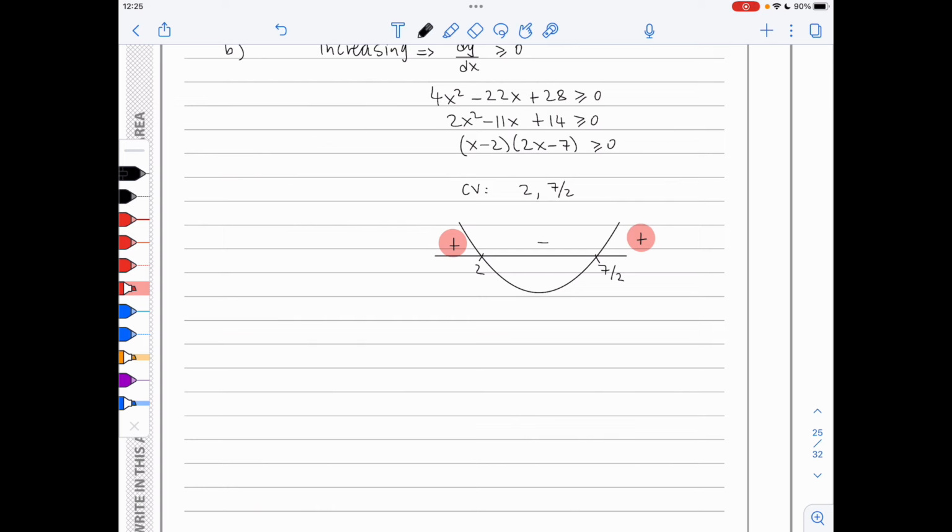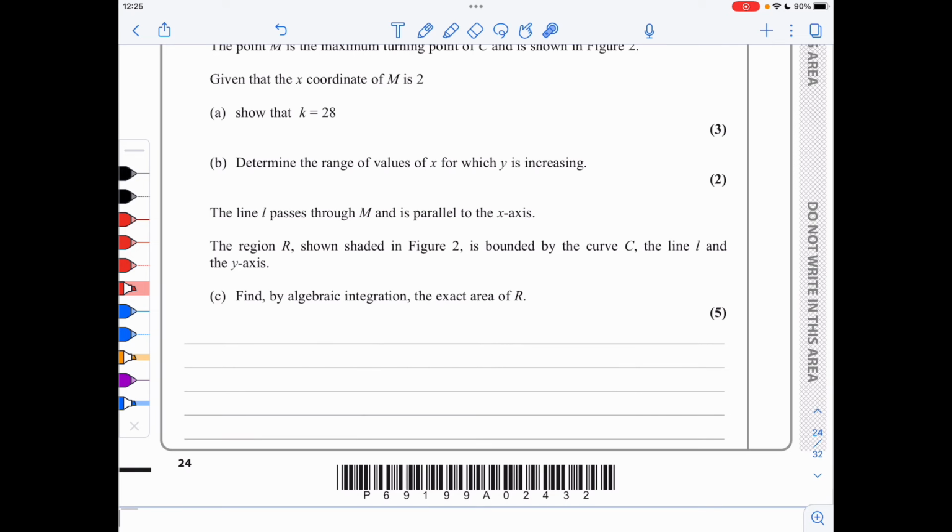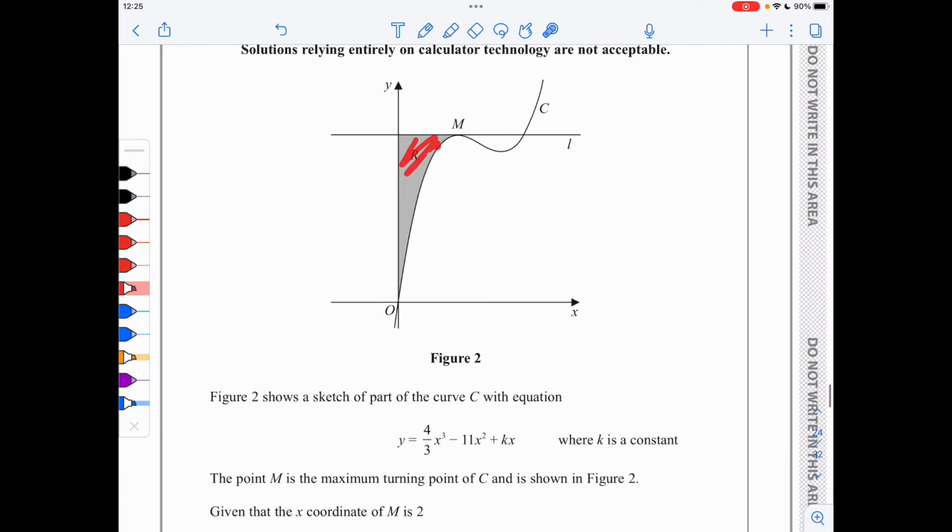So we can say that it's all values of x such that x is less than or equal to 2, or so union all values of x such that x is greater than or equal to 7/2. So that was part B. And then in C, we've got that L passes through M parallel to the x-axis, and we need to find the exact area of the shaded region R, this area here.